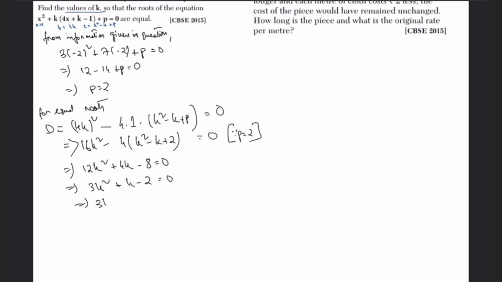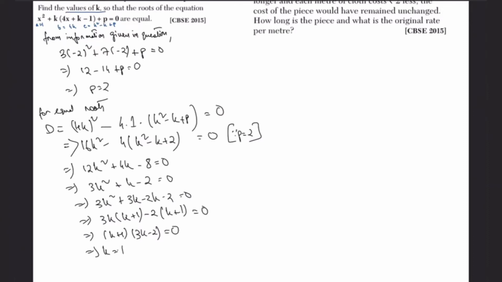So here it is quite simple and straightforward that you need this, implying that 3k plus 1 minus 2k plus 1 is 0, implies k plus 1 into 3k minus 2 is 0, implies k equal to minus 1 or k equal to 2 by 3.